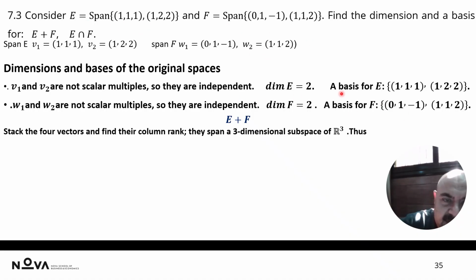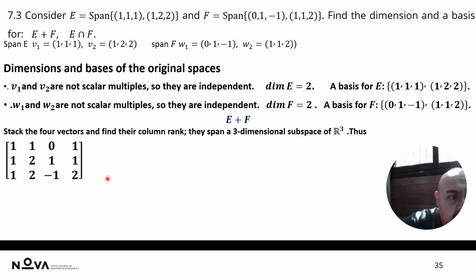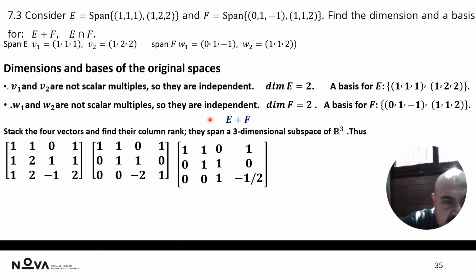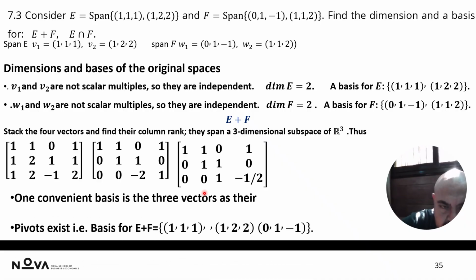So now I have the dimensions. If I want to get the dimension and the basis for E plus F, all I have to do is stack the four vectors and put them all together in matrix form. So that's the first, second, third, and fourth columns, which are the vectors in E and F. I will try to reach a reduced echelon form. Doing the steps, this is step number 1, and that's step number 2. I'm seeking, as I told you, the rank.